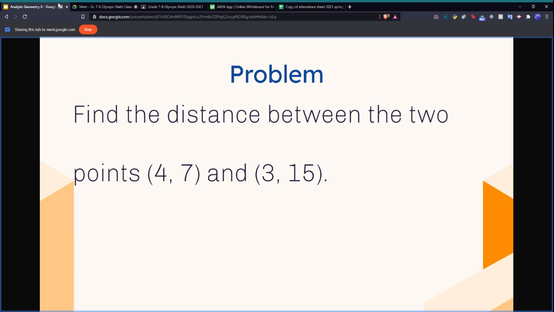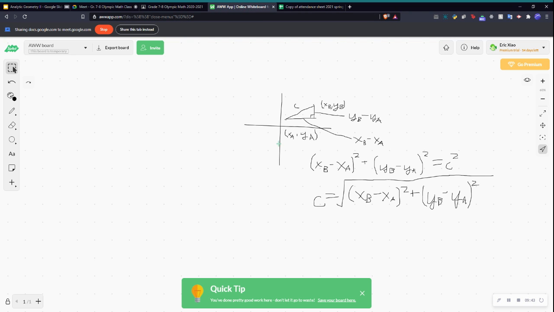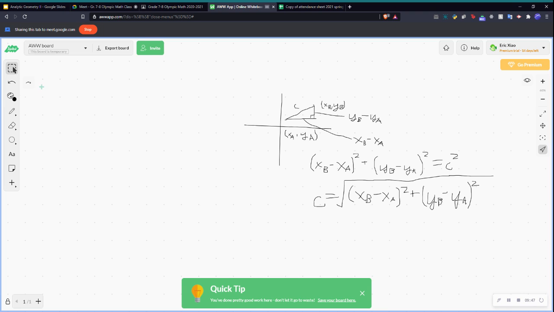So root 65. That looks correct. I think it's root 65. Sounds good. Let's just do it on a whiteboard, just to be double sure.